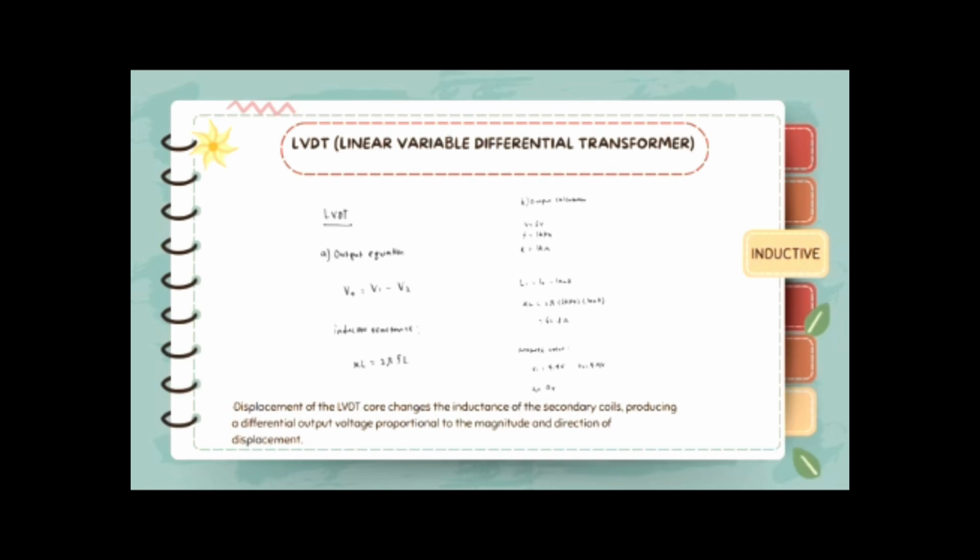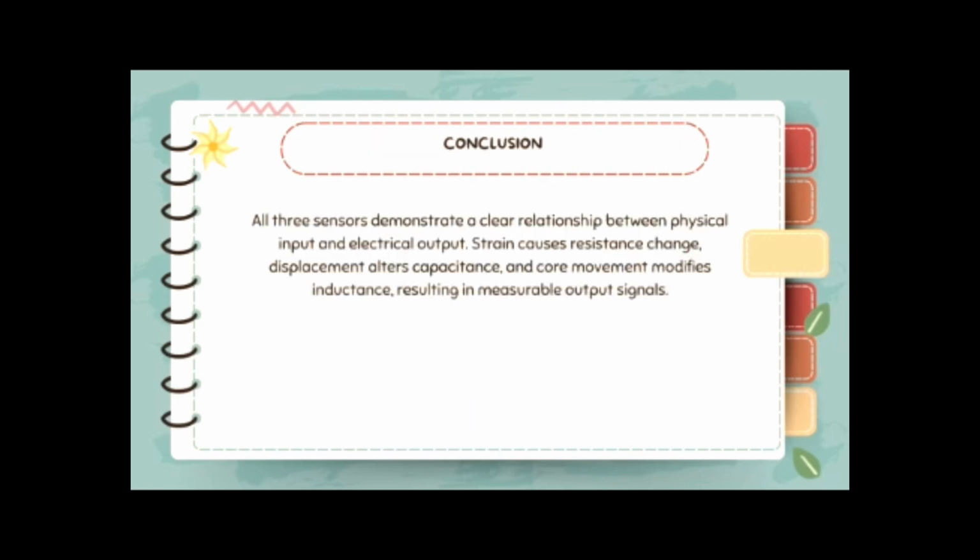Displacement of the LVDT coil changes the inductance of the secondary coil, producing a differential output voltage proportional to the magnitude and direction of displacement. For conclusion, all three sensors demonstrate a clear relationship between physical input and electrical output: strain causes resistance change, displacement alters capacitance, and core movement modifies inductance, resulting in a measurable output signal.